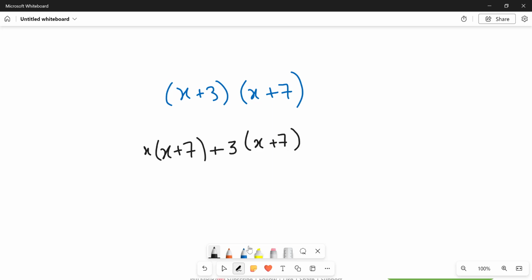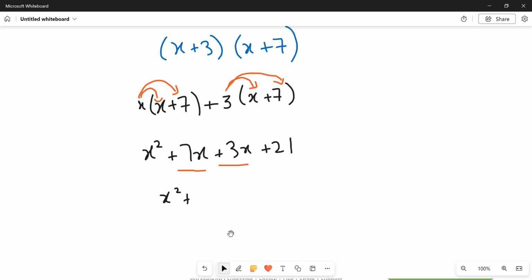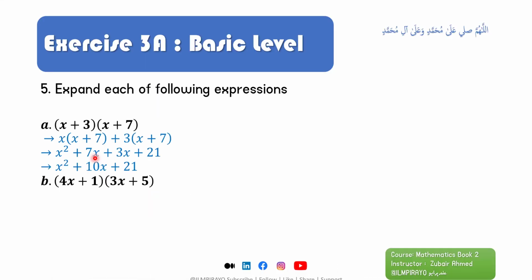Now very first we have to multiply x with x, that gives us x squared plus, now we get x times 7, 7x. Similarly, we get x times 3, 3x. 3 times 7 gives us 21. Now we have two like terms here, 7x plus 3x, x squared plus 7 plus 3 gives us 10. So we got 10x squared. Sorry, we got x squared plus 10x plus 21. Isn't that easy? Of course it is.